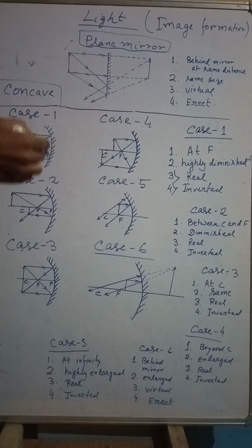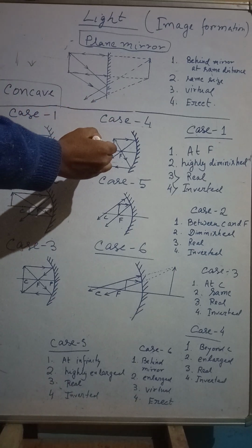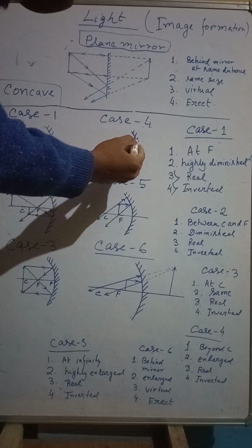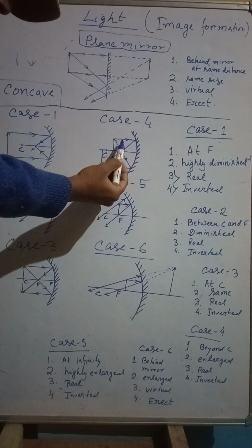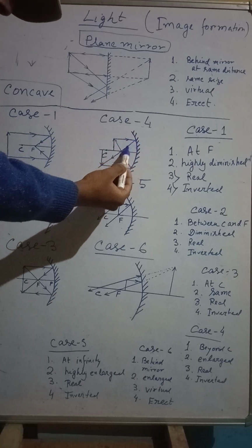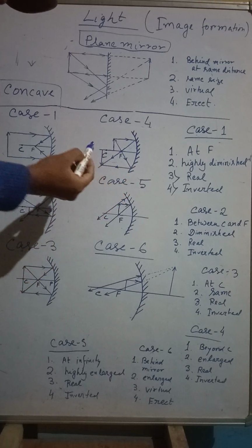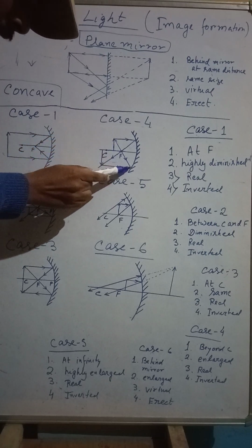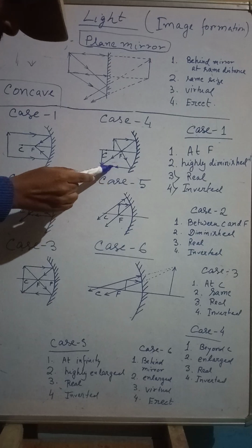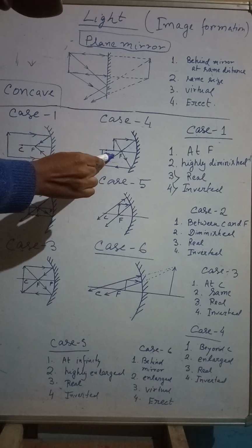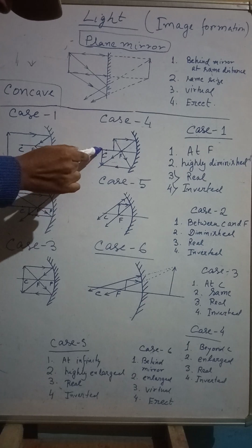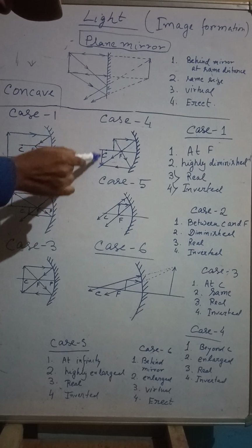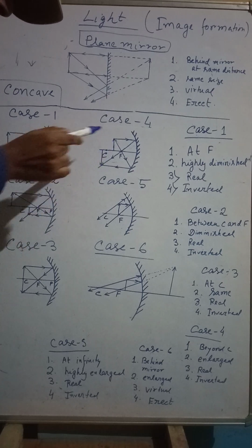Now in case 4, where the object is present between C and F, this incident ray is parallel with the principal axis. This reflected ray goes through the focal point, and another incident ray goes through the focal point, and after reflection the reflected ray becomes parallel with the principal axis. These two reflected rays meet here, and this is the image. You can see the image size is slightly greater than the object size.